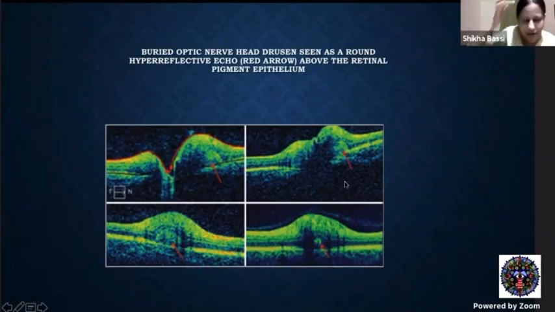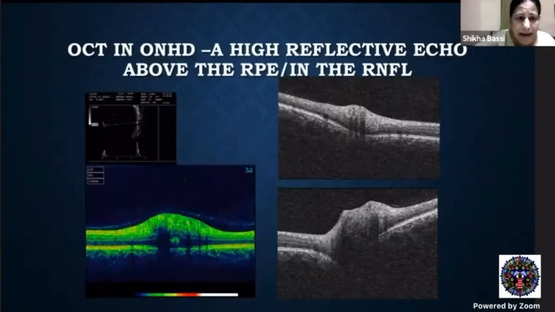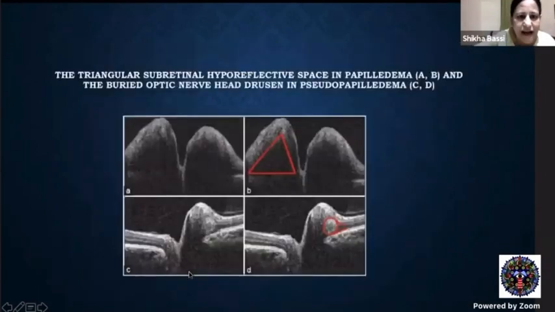So this is what we found in patients with pseudopapilledema. These are some more images from our paper. You can see these discrete hyperreflective echoes here above the RPE. And what we showed was that in a patient with true papilledema, if you do OCT, the triangular hyporeflective space is seen. And in case of pseudopapilledema, this triangular hyporeflective space is absent. Instead, there is a discrete hyperreflective echo, which we call a buried drusen.